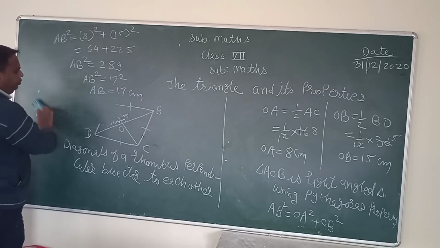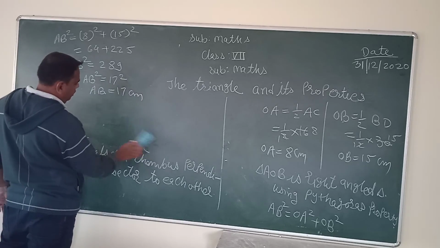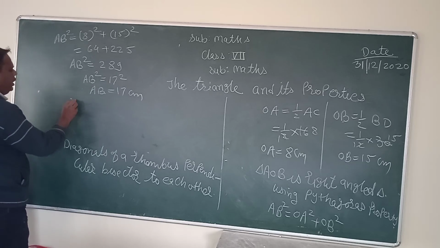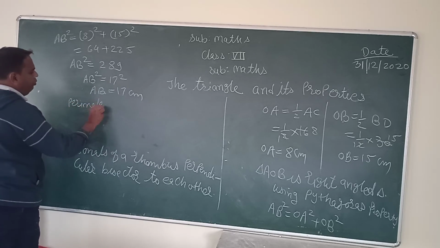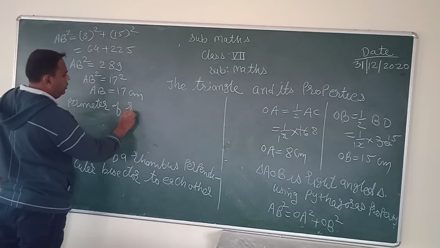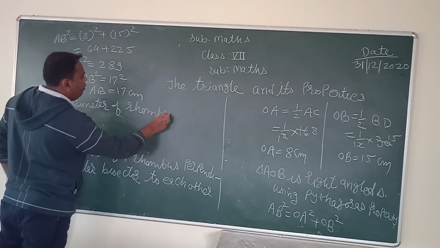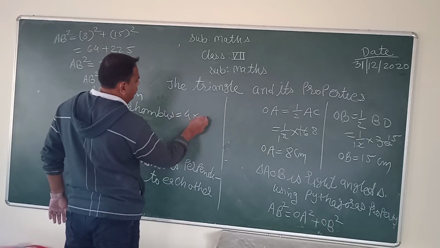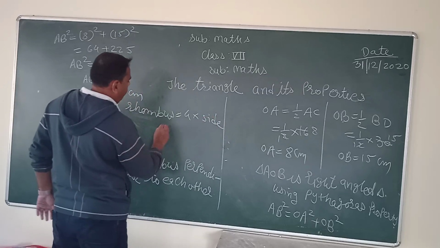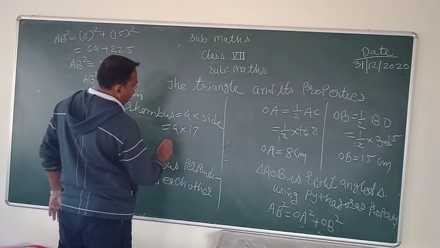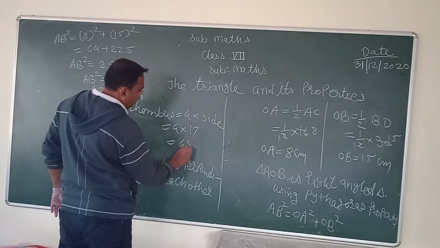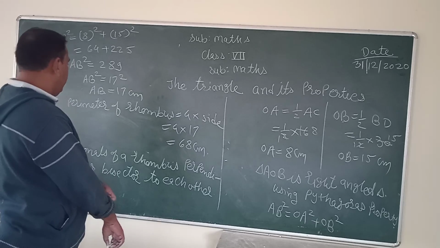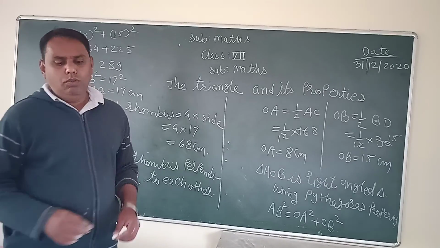Now we got here the side of this rhombus, but we got to find here the perimeter. So we write here perimeter of rhombus is equals to 4 into side, then 4 into 17, and 17 fours are 68 centimeter. 68 centimeter is the perimeter of this rhombus here.